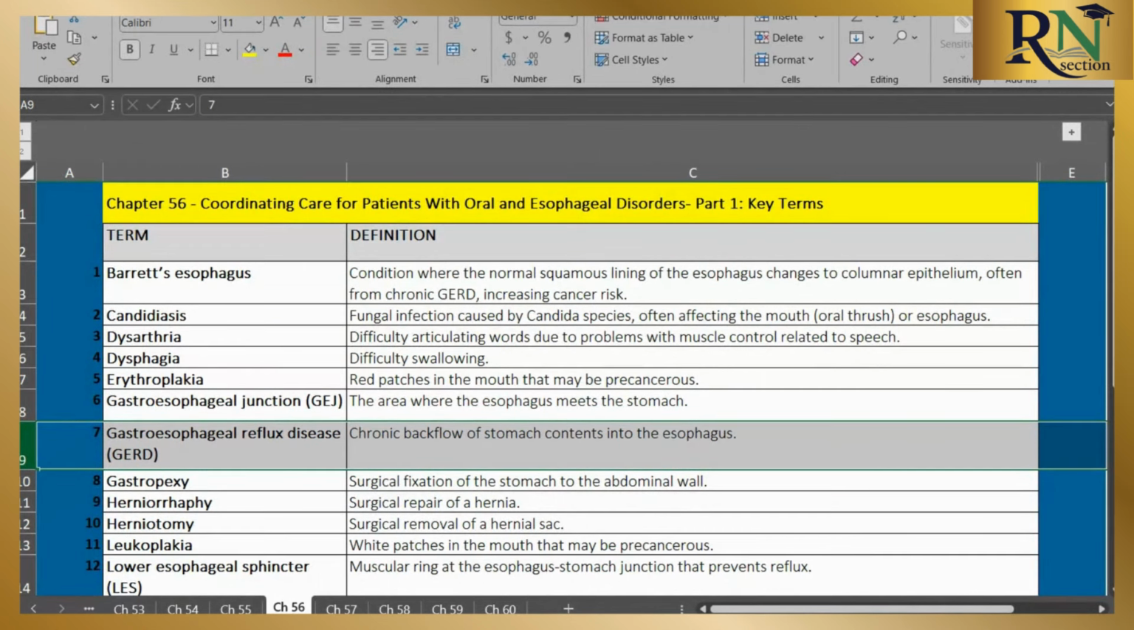Gastroesophageal reflux disease, it's a chronic backflow of stomach contents into the esophagus because that junction doesn't close properly and it's inflamed. So backflow, it's the reflux.